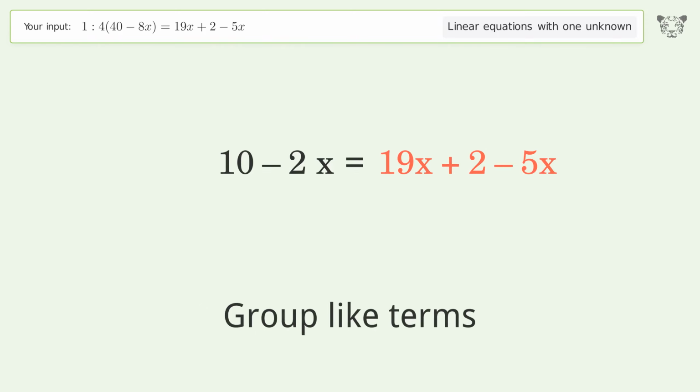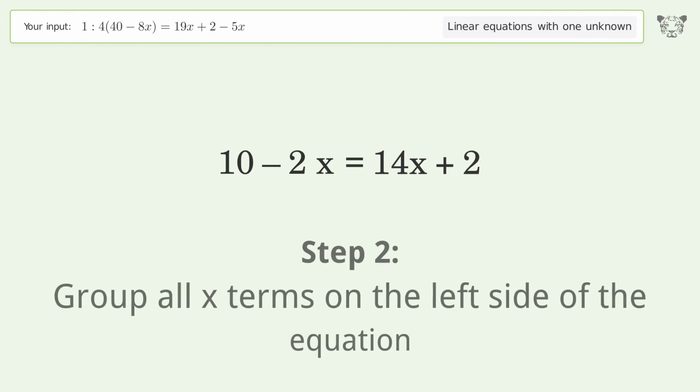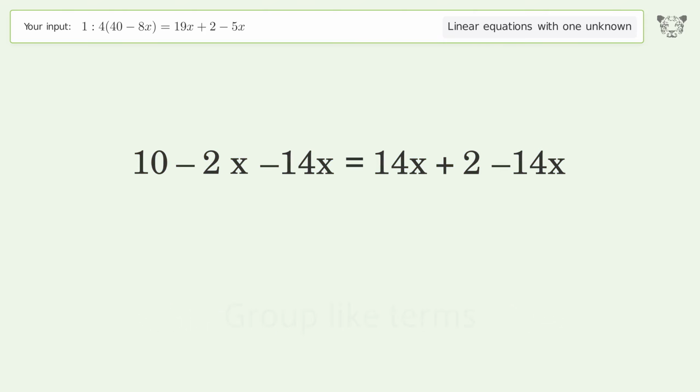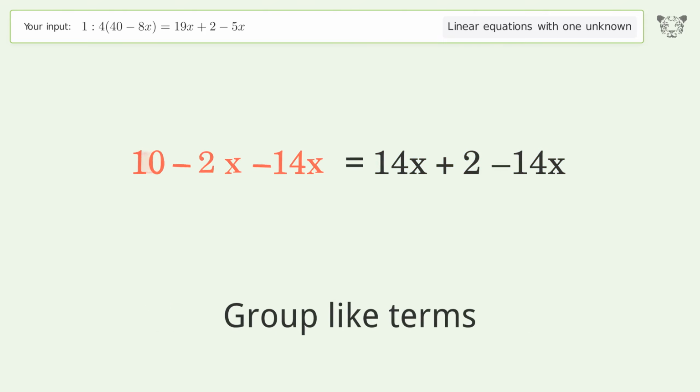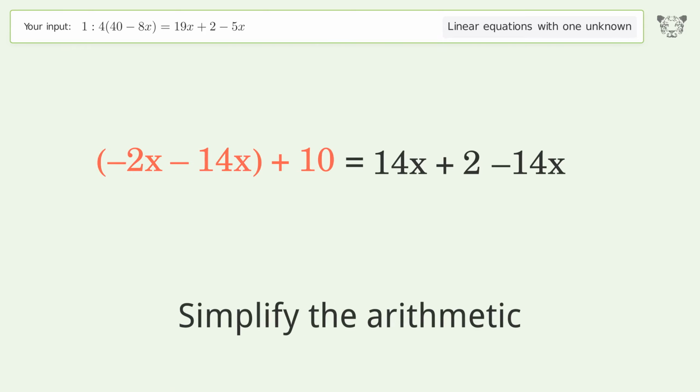Group like terms. Simplify the arithmetic. Group all x terms on the left side of the equation. Subtract 14x from both sides. Group like terms. Simplify the arithmetic.